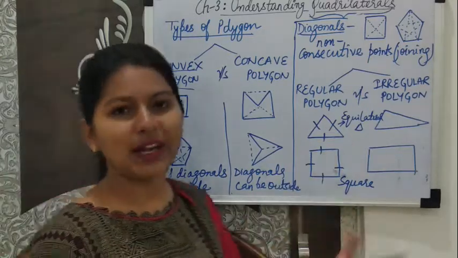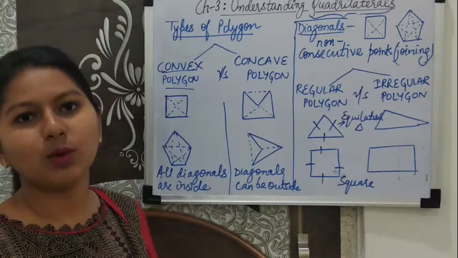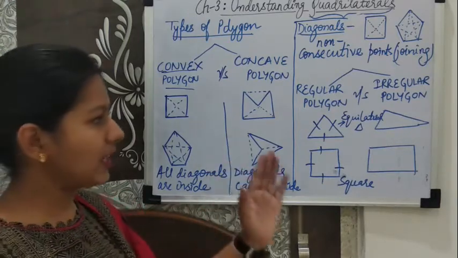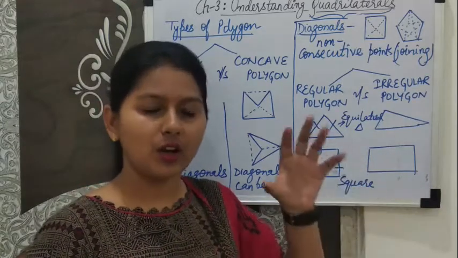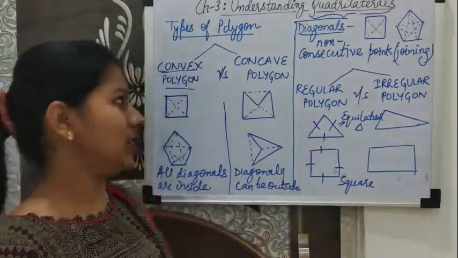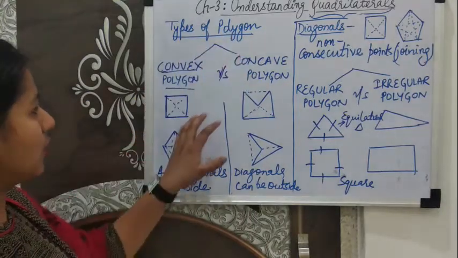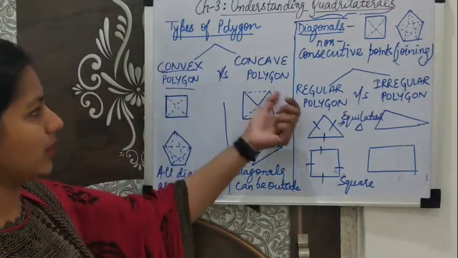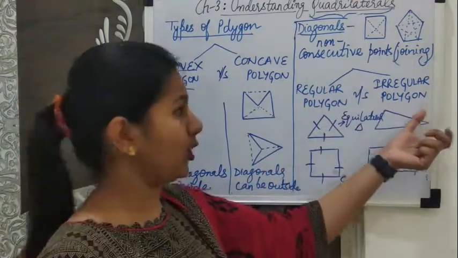If it is only a pentagon, then we are not sure whether all sides are equal or unequal. But if it is written regular pentagon, it means all sides of that pentagon are equal. Fine. So I think we are all clear with these types of polygon: convex polygon versus concave polygon, and regular polygon versus irregular polygon.